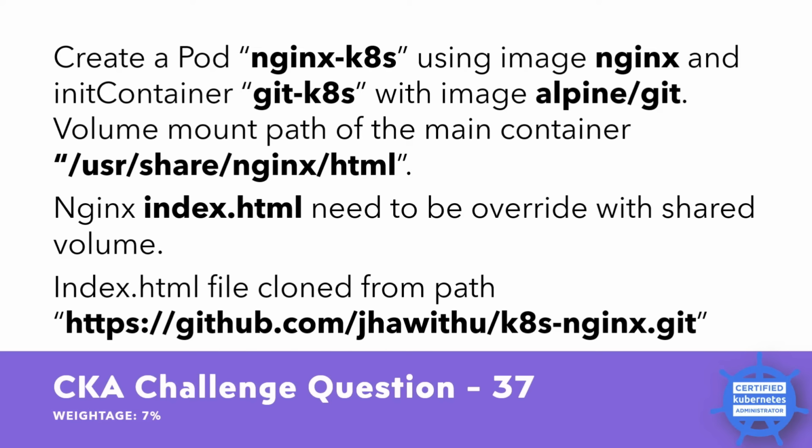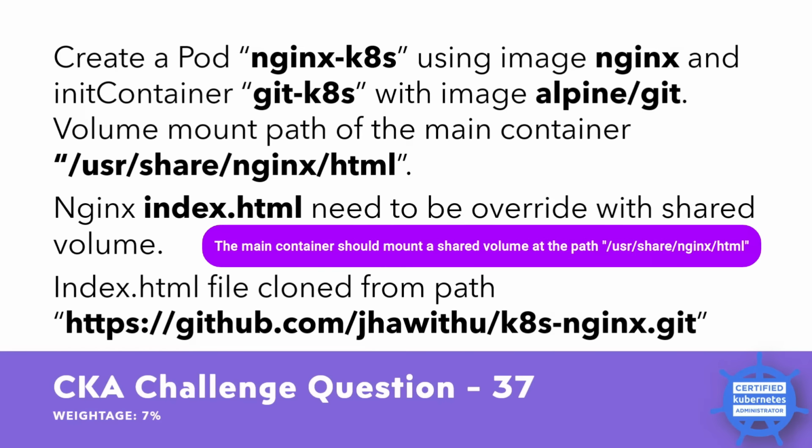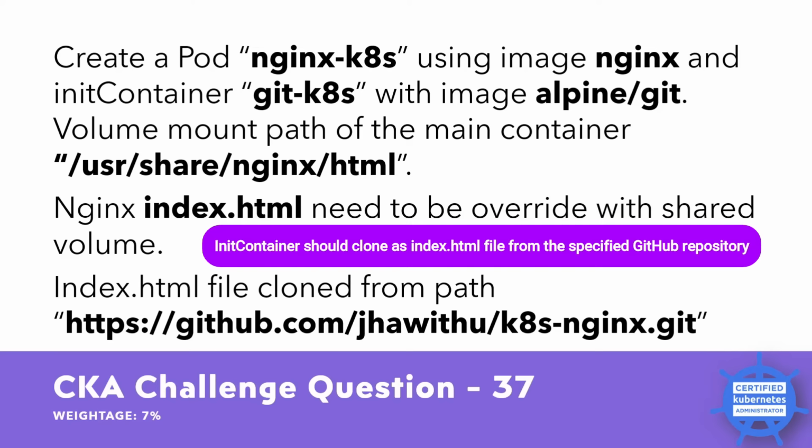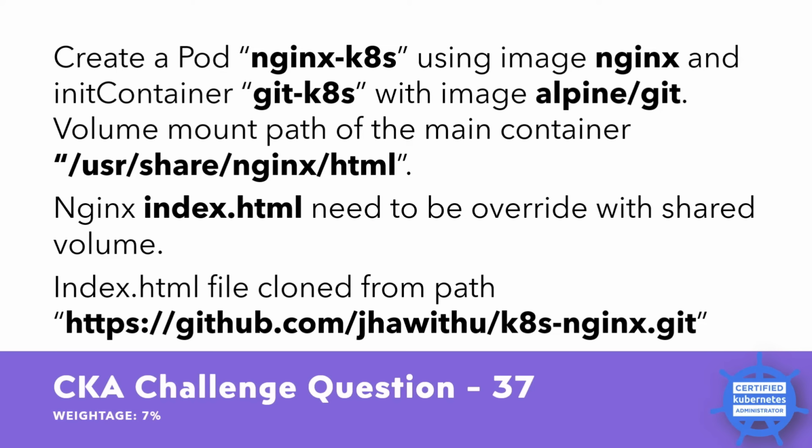This question is asking you to create a Kubernetes pod named nginx-k8s using the nginx image as the main container and an alpine/git image as the init container. The main container should mount a shared volume at the path /usr/share/nginx/html, and the init container should clone the index.html file from the specified GitHub repository and override the default index.html file that comes from the nginx image.